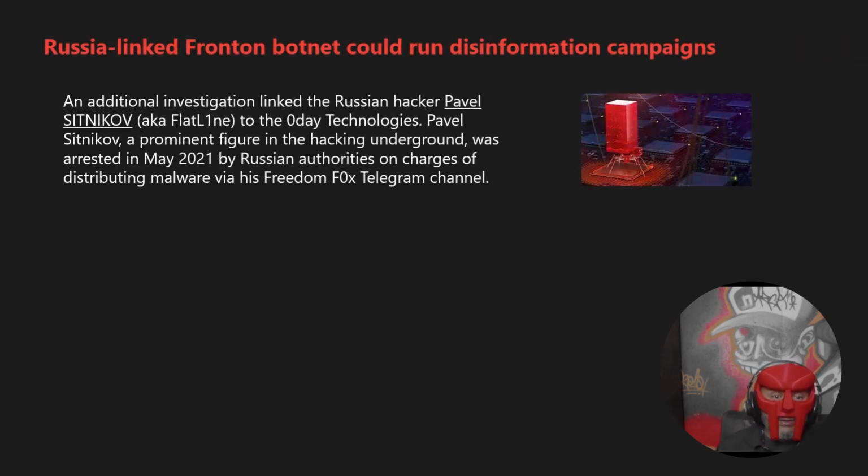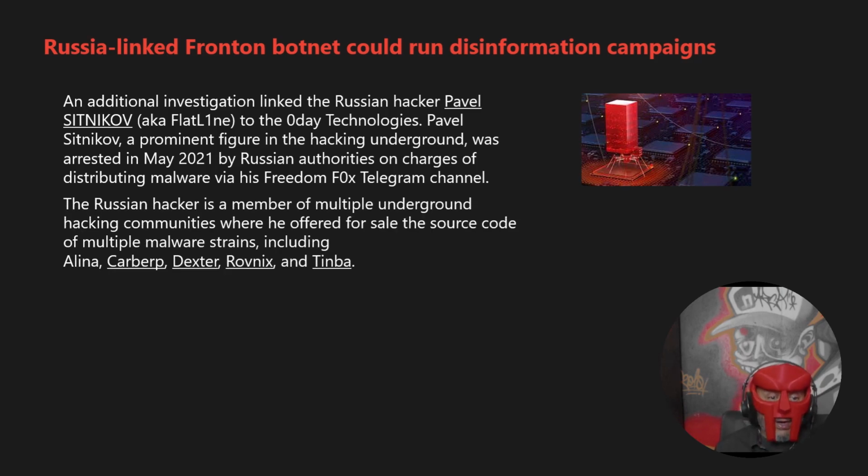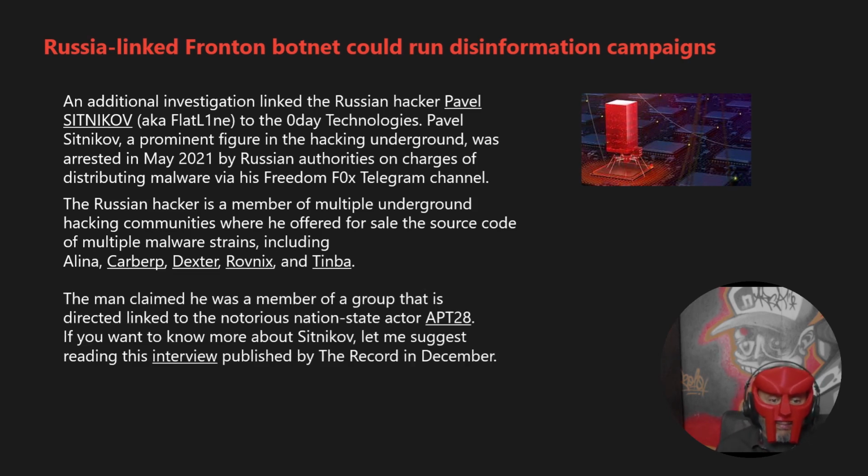An additional investigation linked the Russian hacker Pavel Sitnikov, aka Flatline, to Zero Day Technologies. Pavel Sitnikov, a prominent figure in the hacking underground, was arrested in May 2021 by Russian authorities on charges of distributing malware via his Freedom Fox Telegram channel. The Russian hacker is a member of multiple underground hacking communities where he offered for sale the source code of multiple malware strains, including Alina, Carburp, Dexter, Rovnix, and Tinba. The man claimed he was a member of a group that is directly linked to the notorious nation-state actor APT28. If you want to know more about Sitnikov, you can definitely read interviews published by The Record in December.